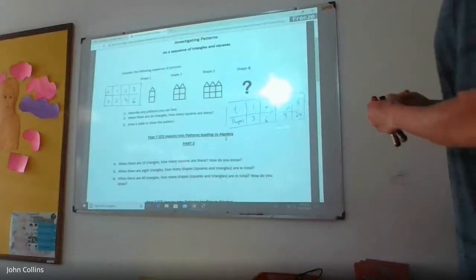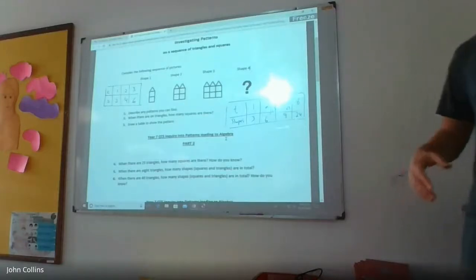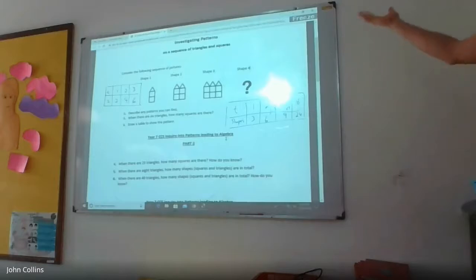How do I know? Well, I have created a rule from a table, and I know for sure. Now we must get on to creating some formulas.